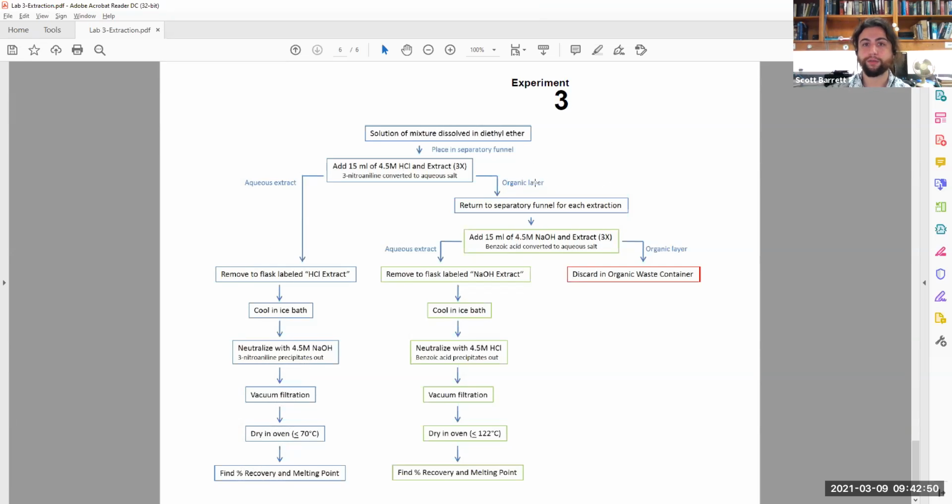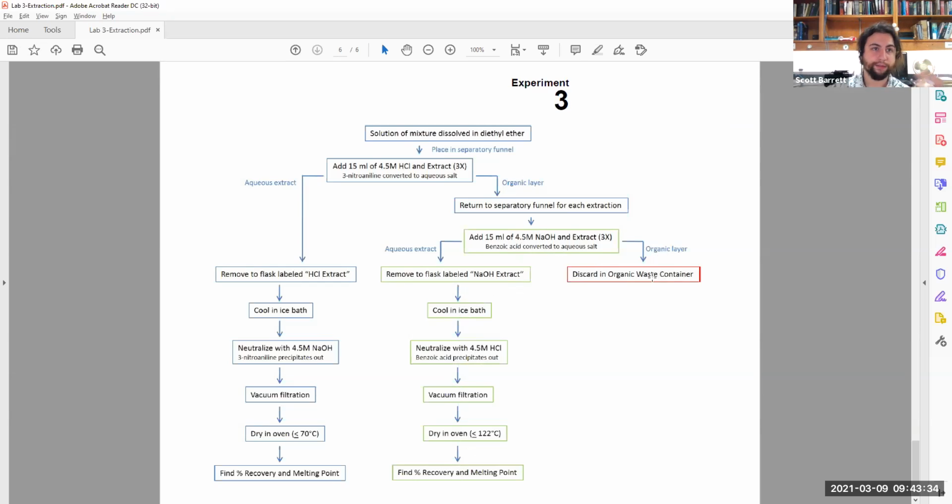Then come back, you have your organic layer still, right? Well, you put it back in the sep funnel, and then we're going to use 15 milliliters of sodium hydroxide this time. So what happens here? Well, remember, the benzoic acid converts to sodium benzoate. So the sodium benzoate dissolves into your aqueous layer, and then you can set aside your aqueous layer with your sodium hydroxide extract. Again, cool on ice bath, then neutralize it with hydrochloric acid until you see the benzoic acid precipitate out, vacuum filtrate it, dry it in the oven, and then once again, find your percent recovery and melting point.